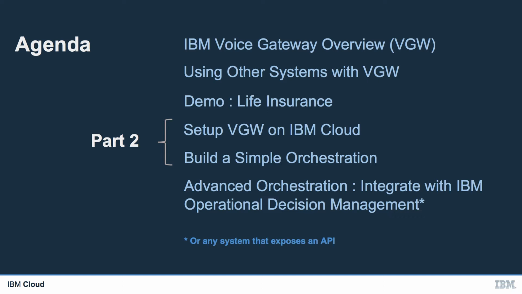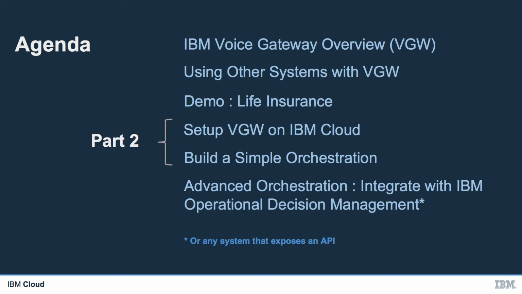In this part, we'll provision a Voice Gateway on IBM Cloud and connect it to a very simple conversation that we'll build in Watson Conversation. We'll configure an SIP trunk so we can use our phone to call into the service, and we'll finish up by building a simple service orchestration engine in NodeRed and looking at some of the debug output it produces.